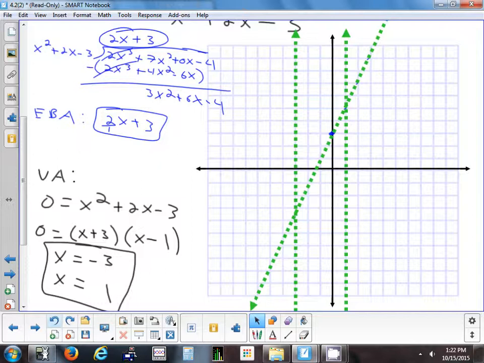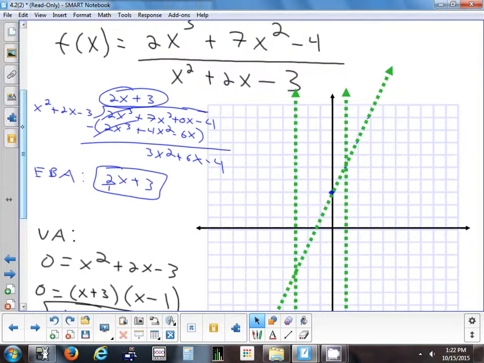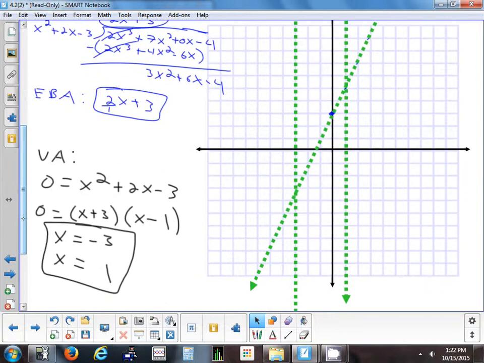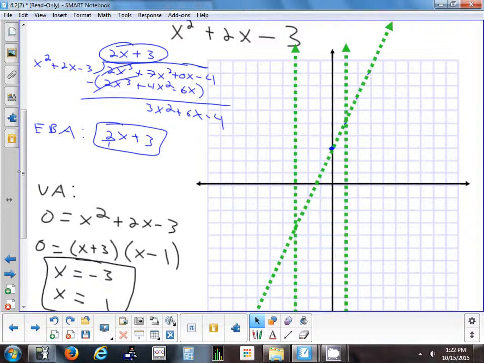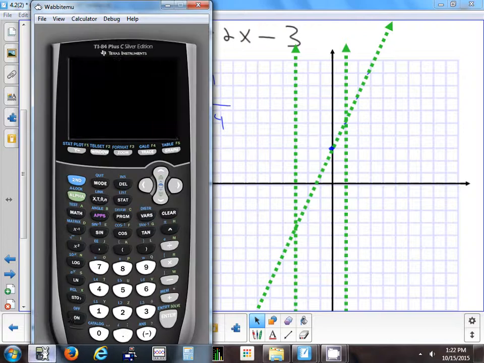So now our graph is kind of broken up into different sections. We're going to see what sections our graph could be in. It's basically 6 sections here. We've got 2 on the left, 2 in the middle, and then 2 on the right. Now check the behavior on each side of the vertical asymptotes.